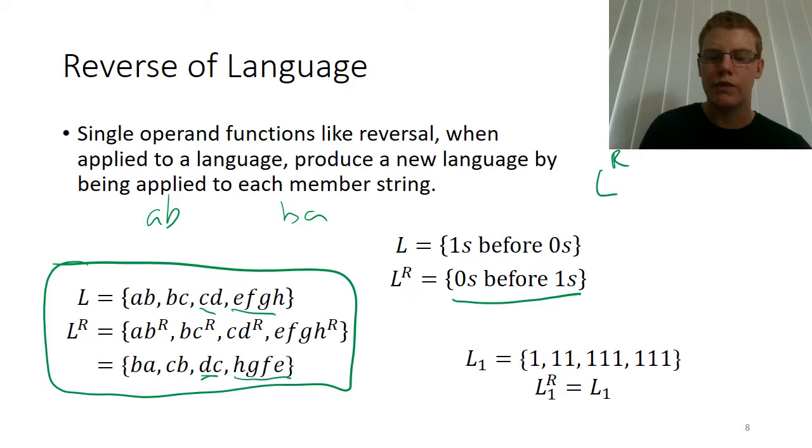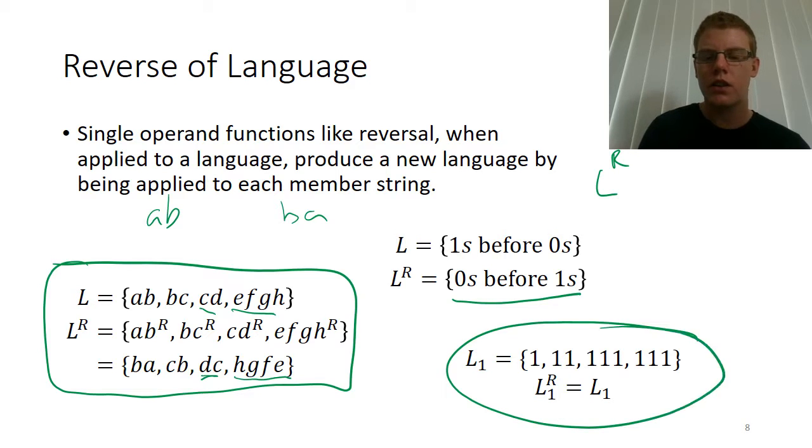In this case here, we've got an interesting case where the language consists of strings which are their own palindromes. So it's 1, 1, 1, 1, 1, 1, and for some reason I've put 1, 1, 1 in there as well. So let's assume this is a string of 4 ones. The reverse of each of those strings is themselves. So if I reorder some ones, I'm always going to get the same number of ones. So the reverse of L1 is actually L1 itself.